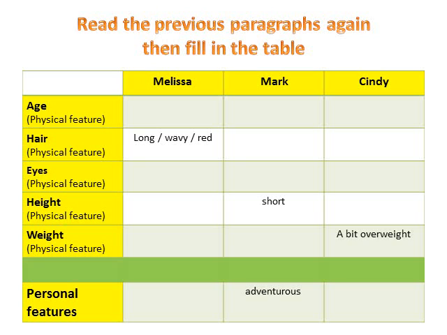Okay, let's fill in the table. The first column is about Melissa. We have just read about Melissa. We'll talk about age. Melissa is, as we've read, 11. What about her hair? It's long, wavy, and red. What about her eyes? Her eyes are big and brown. What about her height? Is she short or tall? She's short. What about her weight? Is she fat or thin or slim? She's slim. What about her personal features, her character, her personality? We said that she's friendly, she's optimistic. Go on and finish the table.